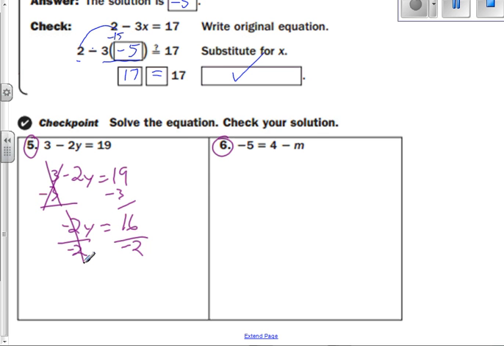That gives me 1 on the left. You're left with just y. Okay, so y is equal to 16 divided by 2 is 8. Positive divided by negative is a negative. So let's do our check real quick.